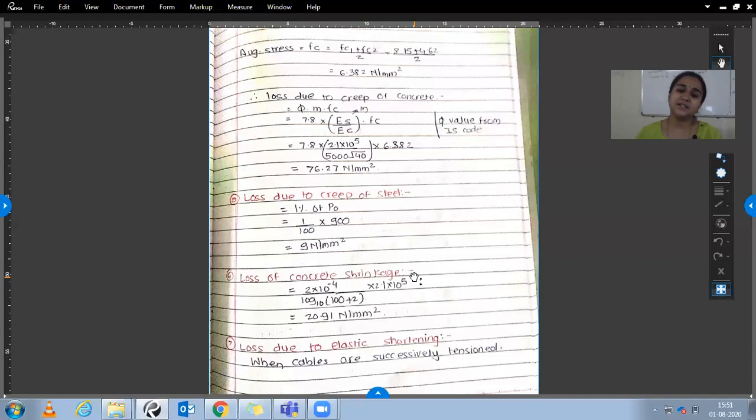Then moving towards loss due to creep of steel. We'll consider it as 1% of initial pre-stress. So 9 Newton per mm square will be the value.